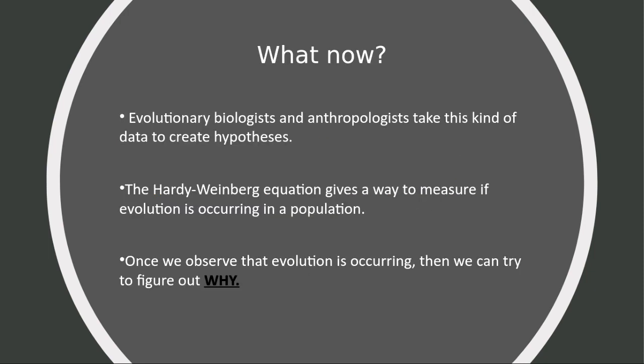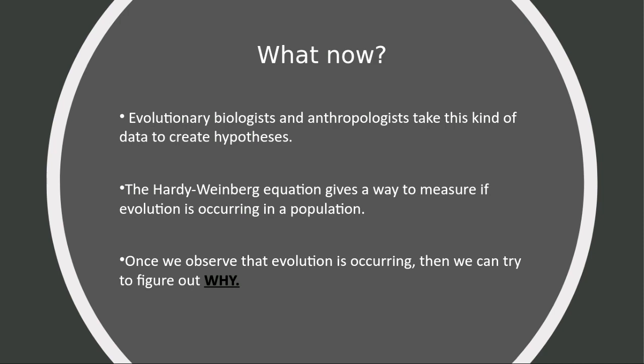So what now? What do we do with this information? So the Hardy-Weinberg equation, we use this as evolutionary biologists and evolutionary anthropologists. We take this kind of data in order to generate hypotheses. So just looking at that data, it tells us that change has occurred. Evolution has occurred, but we're never satisfied with just knowing that it occurred. We also want to know why.